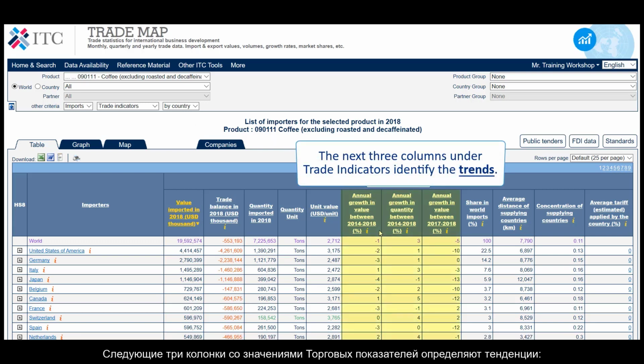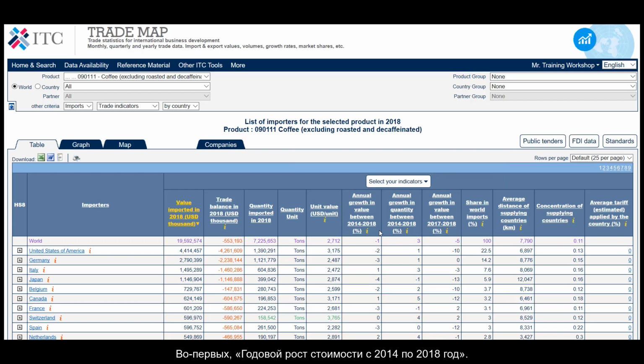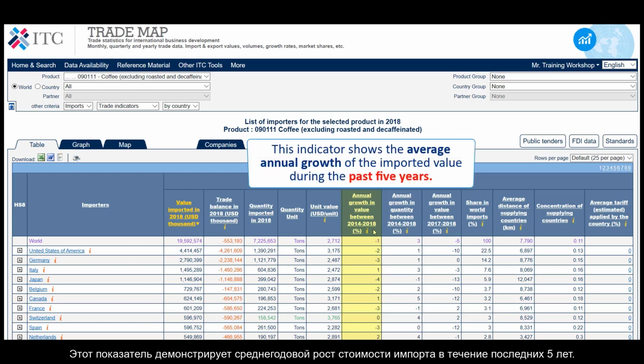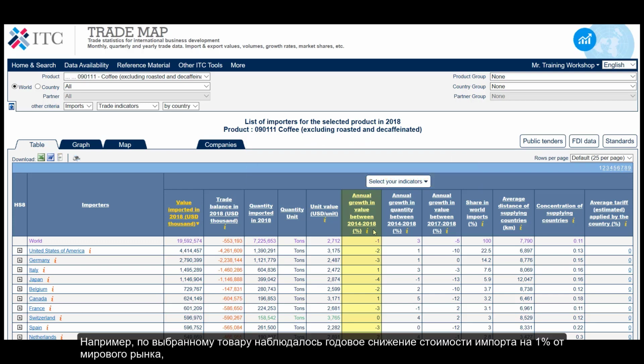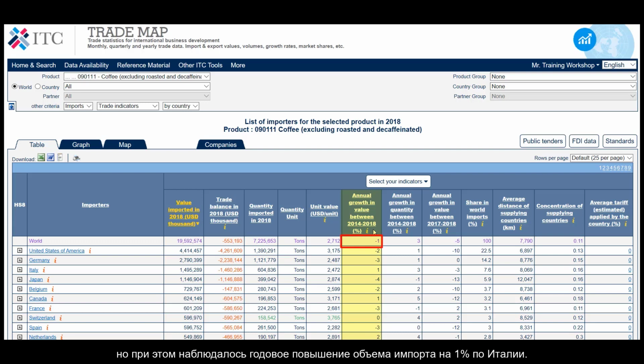The next three columns under Trade Indicators identify the trends related to, first, the annual growth in value between 2014 and 2018. This indicator shows the average annual growth of the imported value during the past 5 years. For example, for the selected product, there has been an annual decrease in imported value of 1% of the world market, but an annual increase of 1% in the imports of Italy.